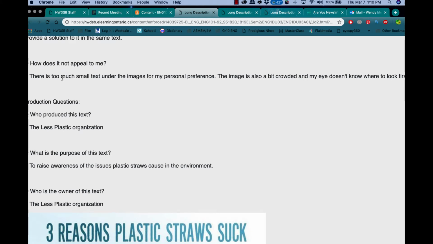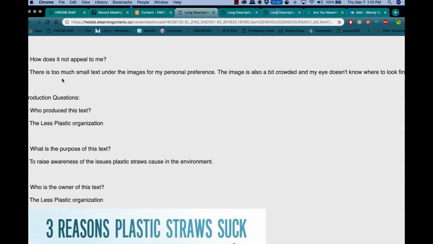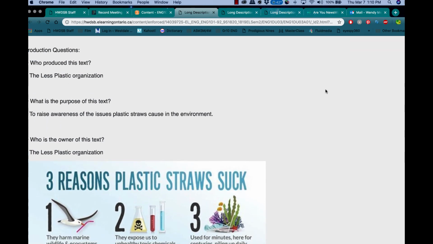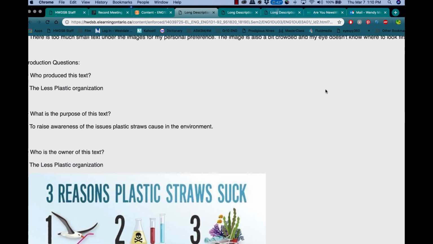How does this not appeal to me? Well, you can look at the way they've set it up. This person says that there's too much small text for their liking, and it's a bit crowded. I think they're trying to jam in as much information as they possibly could on this thing.